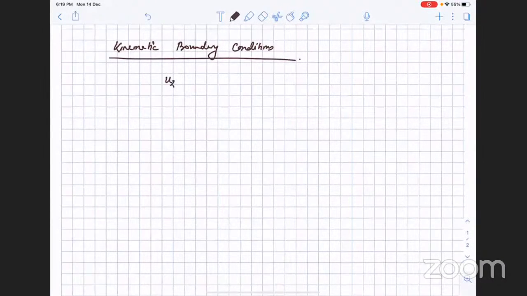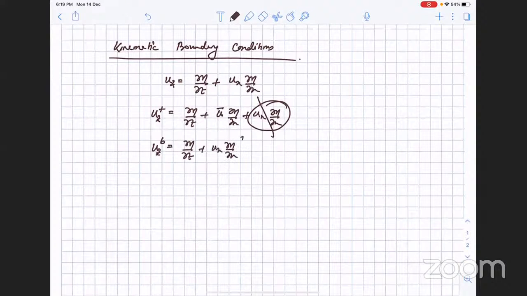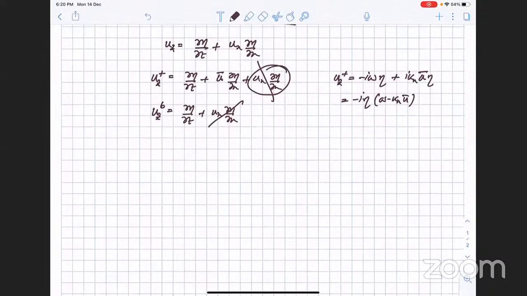So if I write my kinematic condition, uz is dou eta dou t plus ux dou eta dou x. So uz in the top layer is dou eta dou t plus u bar dou eta dou x plus ux perturbation. I'm not making the distinction. This ux is the perturbation, and this term I'm going to drop because it is nonlinear. Similarly, uz bottom will be dou eta dou t plus ux dou eta dou x, which is again going to be dropped. Now, if I write them in their normal mode form, this would be minus i omega eta plus i kx u bar eta. So uz top is going to be minus i eta times omega minus kx u bar, and similarly uz bottom is going to be minus i omega eta.